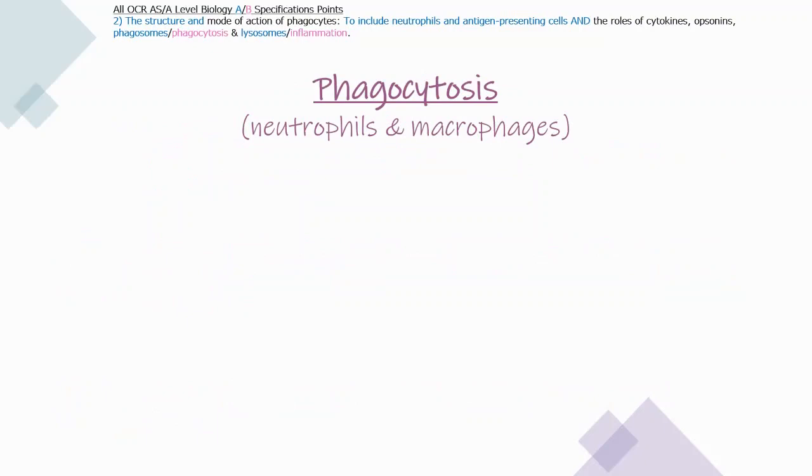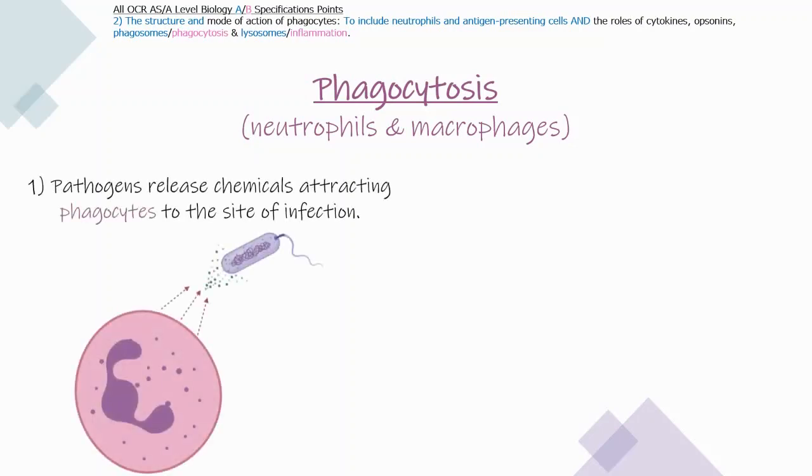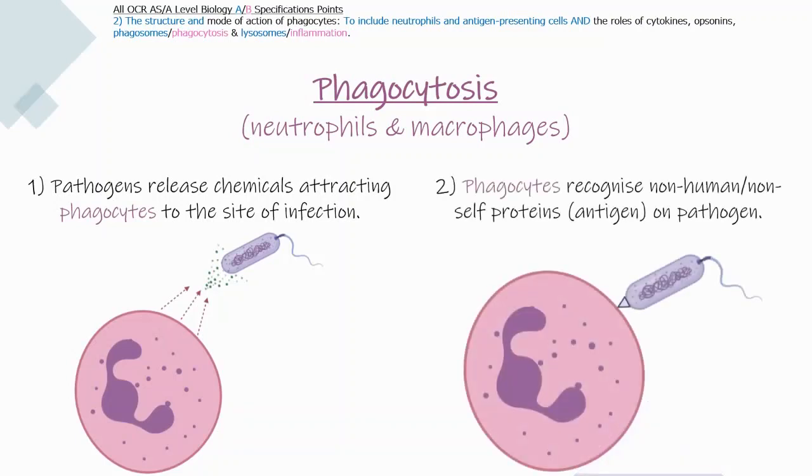Now we're going to discuss the process of phagocytosis. This is performed by both neutrophils and macrophages. To begin with, pathogens release chemicals attracting phagocytes to the site of infection. Then the phagocytes recognize the non-human or non-self proteins, which we discussed earlier, known as antigens, which are present on the pathogen.